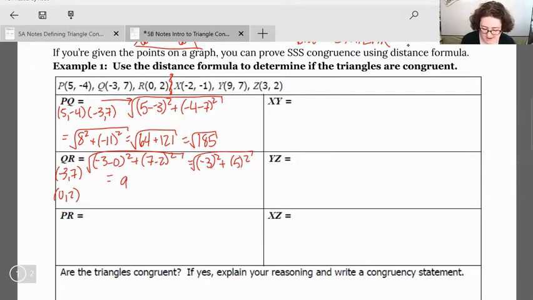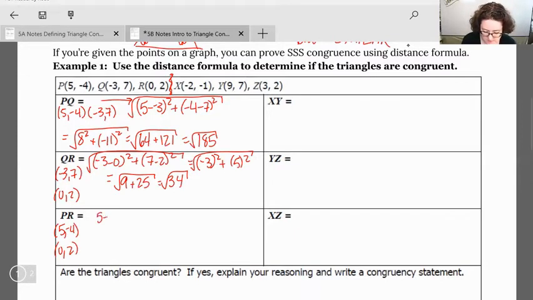Alrighty, so that gives us a 9 and a 25, which is going to give us the square root of 34. Again, don't worry about simplifying on this. That's enough to compare. And then PR. So we have the points 5, -4, and 0, 2.